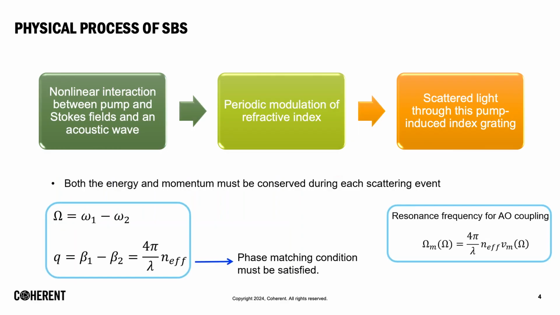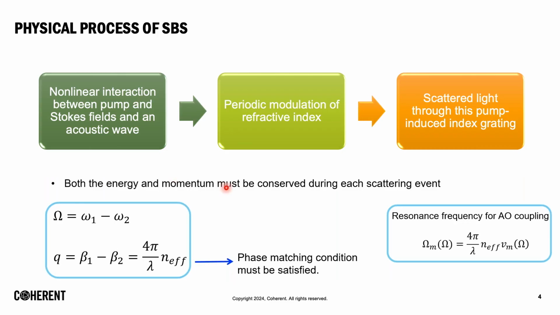So let's look at the physical process of SBS. The process of SBS can be described classically as a nonlinear interaction among the pump and Stokes fields and an acoustic wave, which is initially generated thermally. The acoustic wave produces density modulations that in turn modulate the refractive index in the medium. This pump-induced index grating scatters the pump light through Bragg diffraction. This scattered light is downshifted in frequency because of the Doppler shift associated with a grating moving at the acoustic velocity, as I mentioned before.